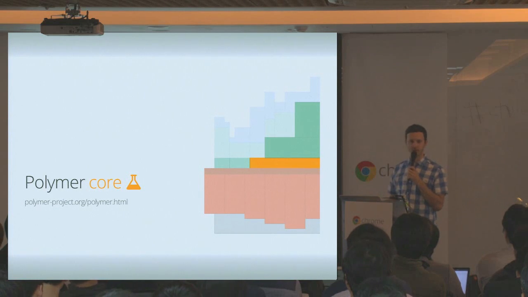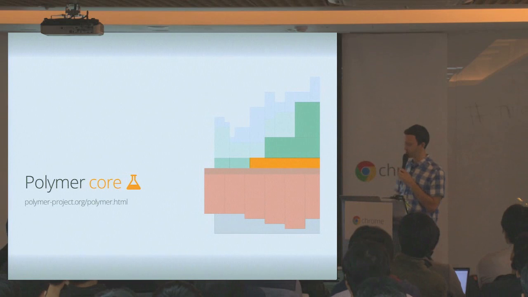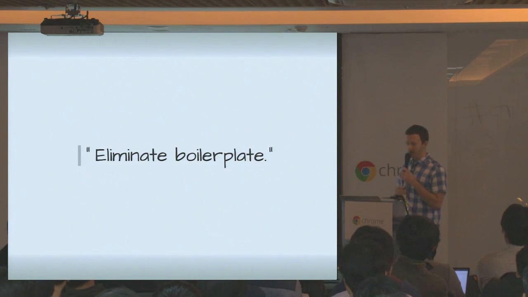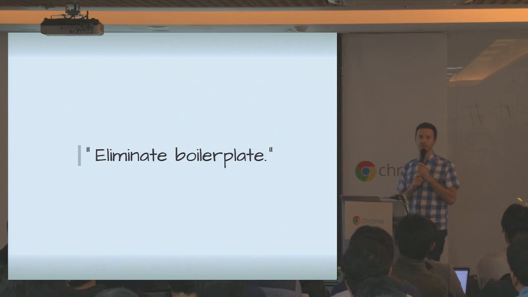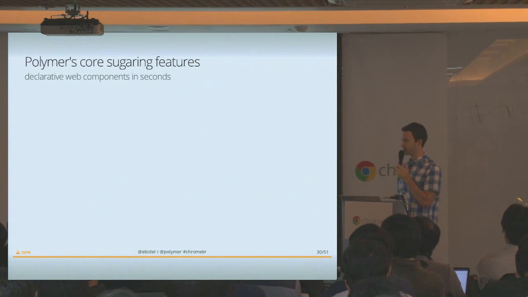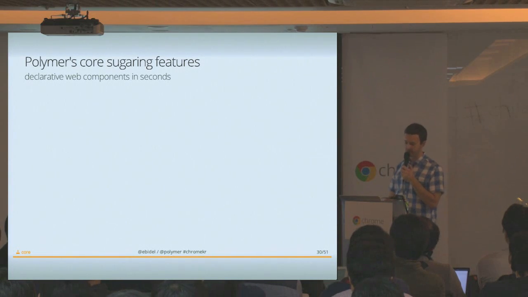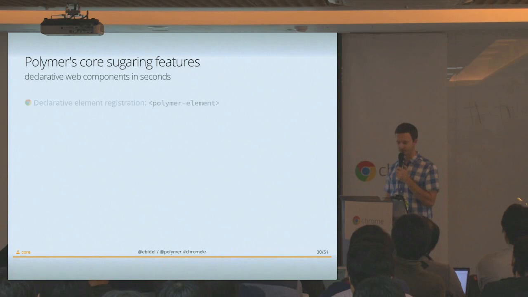Now let's talk about how you actually build a web component. And that's where this yellow layer, the Polymer Core Sugar APIs, come in. The philosophy of this section is we want to eliminate boilerplate. There's a lot of tedious code that you have to write in order to work with these standards, the shadow DOM, the custom elements, and we want to make that very, very easy. So we're taking a declarative approach.